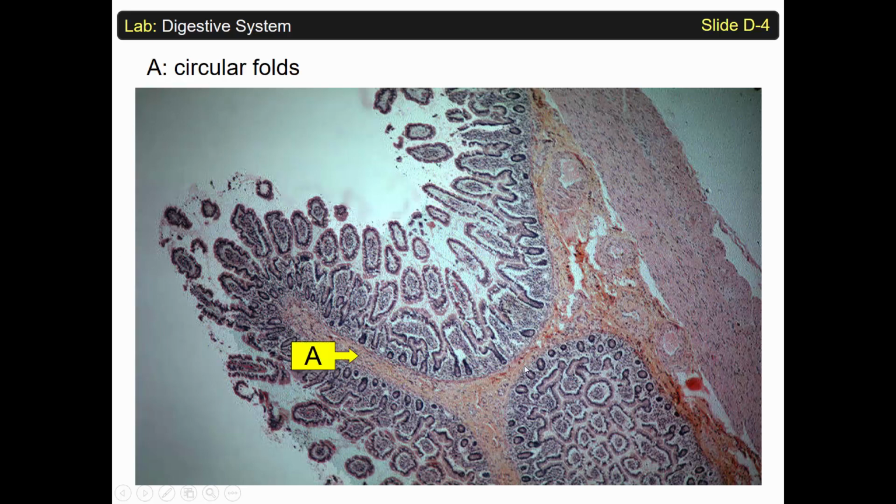So this is the circular fold sticking off the wall into the lumen. And then off the circular fold, we have multiple villi, these finger projections poking into the lumen. The way it's cut, you can't see the entire villus in some places. It's not the best cut of the tissue, but you can still see we have these finger-like projections.